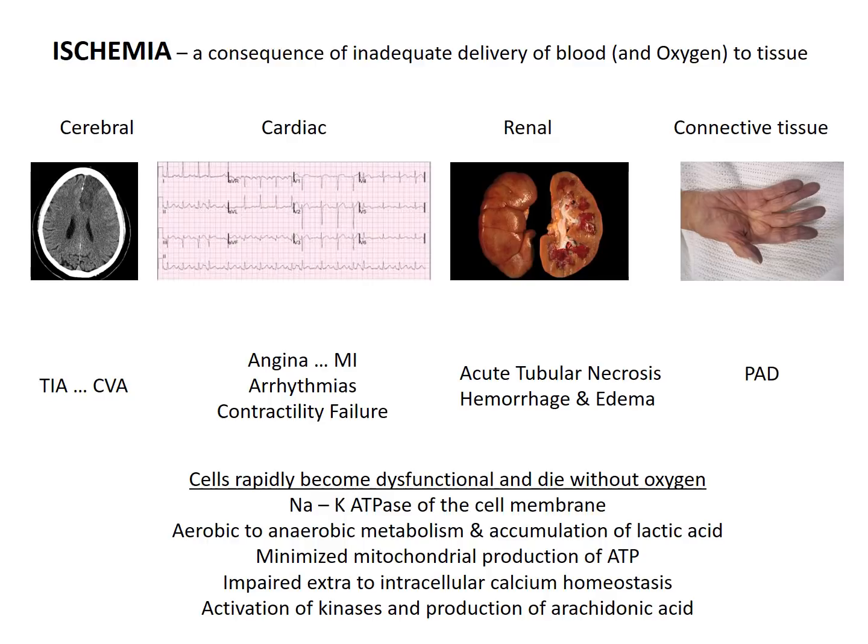Without adequate O2, our cells shift from aerobic to anaerobic metabolism, and within the cell, lactic acid will accumulate. Without adequate oxygen, mitochondria will produce inadequate amounts of ATP to support cellular pathways. This can lead to inflammation within the cell by the release of arachidonic acid and release of intracellular calcium. So a number of intracellular mechanisms are occurring that eventually lead to cell death in the setting of ischemia.